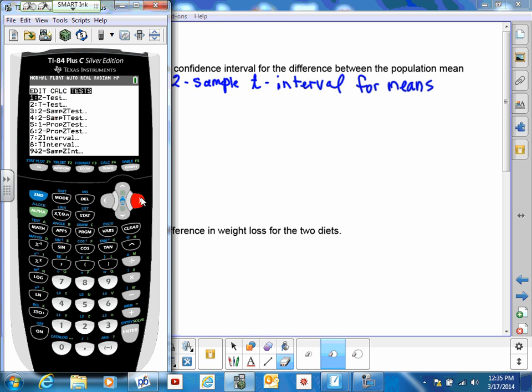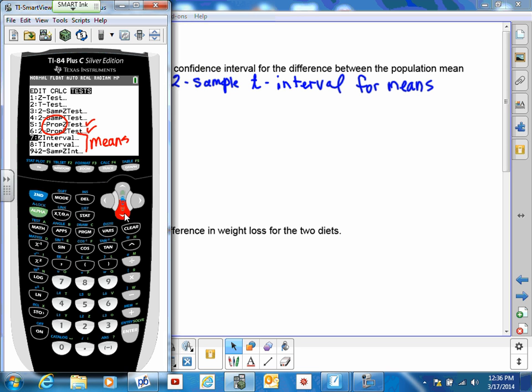1 through 4 are means. 5 and 6 are for proportions. 7 and 8 are intervals for, what do you think? Z and T test for what? Means or proportions? Nope, these are also for means. Basically, it has to say proportion to be for a proportion. Okay? That's pretty much straightforward. It has to say proportion to be for a proportion.